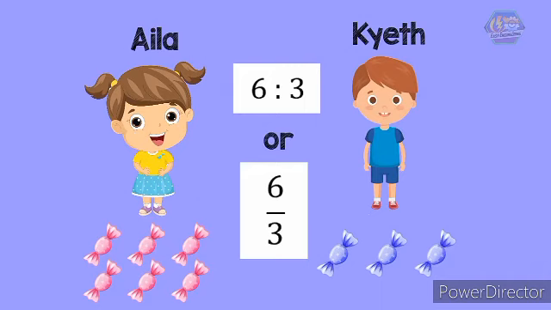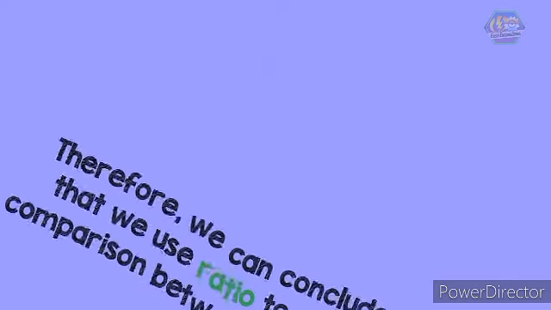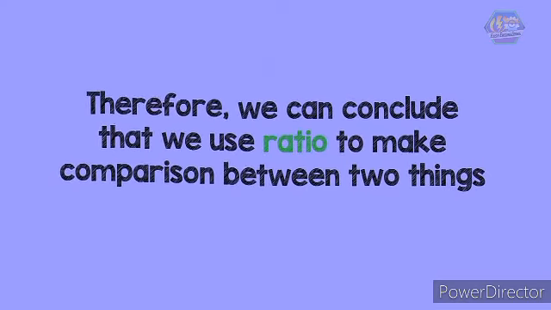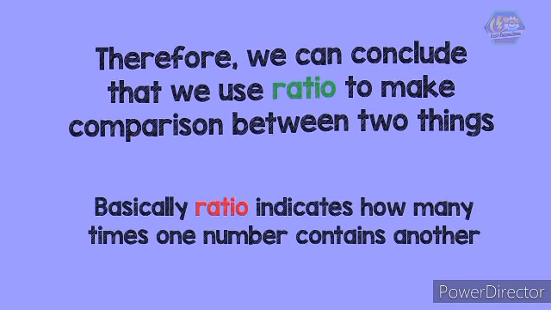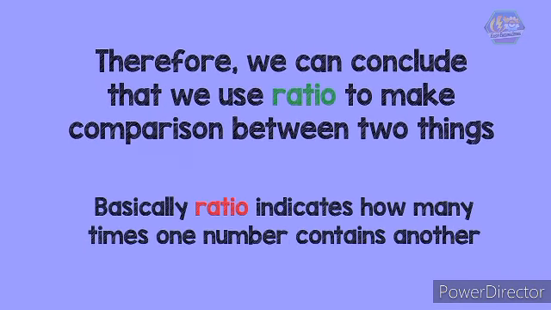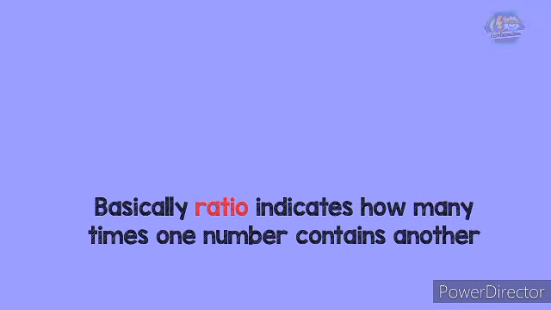So in this example, we are just basically comparing the candies Ayla and Keith have. Therefore, we can conclude that we use ratio to make comparison between two things. Basically, ratio indicates how many times one number contains another. Let's have another example to further understand this topic.